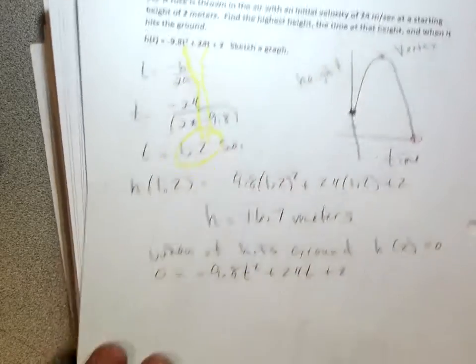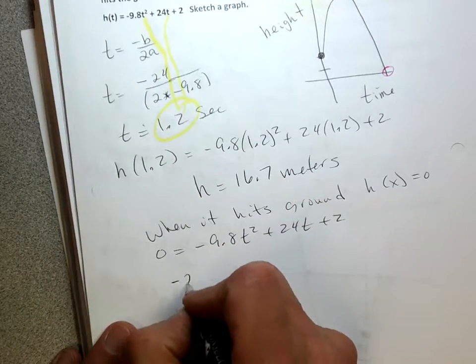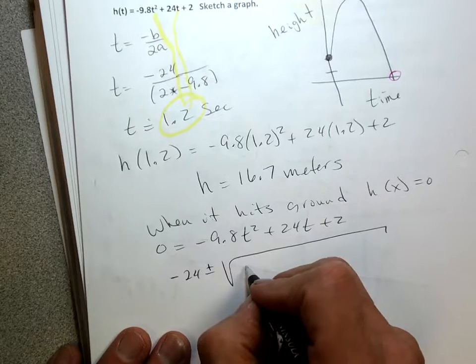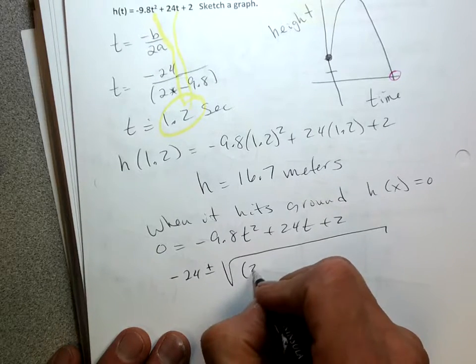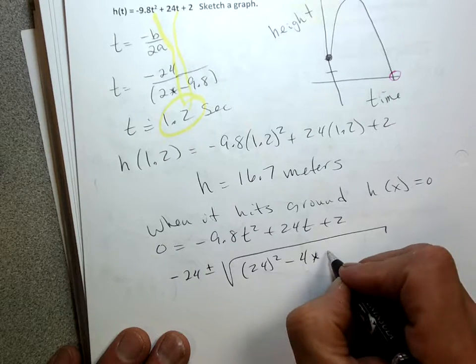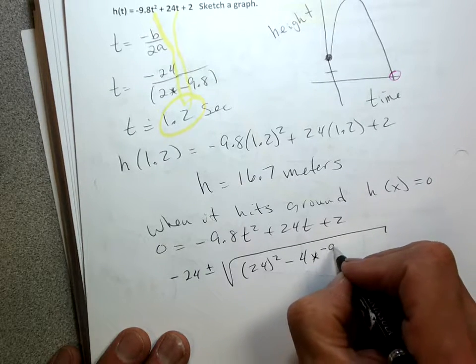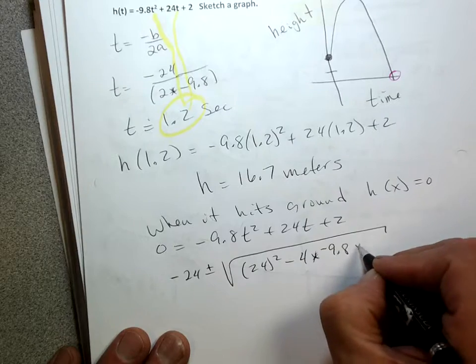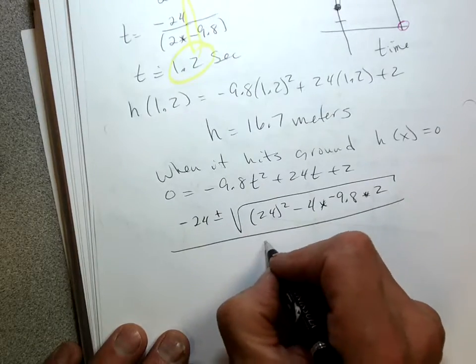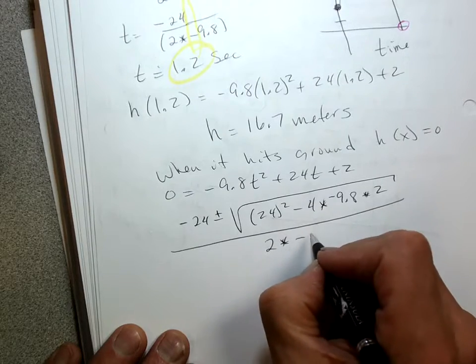Okay? So, negative b, I get negative 24, plus or minus the square root of b squared, which is 24 squared, minus 4 times a, which is negative 9.8, times c, which is 2, all over 2a, which is 2 times negative 9.8.